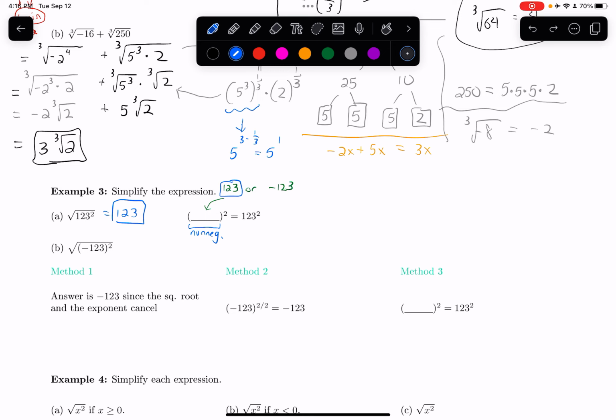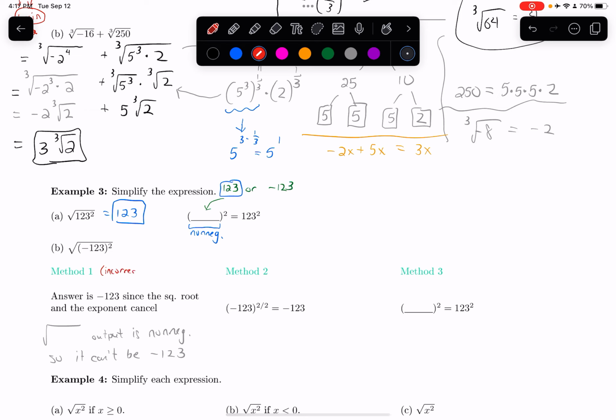Okay, so the first way. In this first way, this person noticed that, wait, won't the square root and the exponent just cancel? And won't that just leave me with negative 123? It turns out that's impossible, though, because the square root of any number, no matter what's inside of it, the output needs to be non-negative. The answer can't be negative 123. So whatever this person did must have been incorrect.